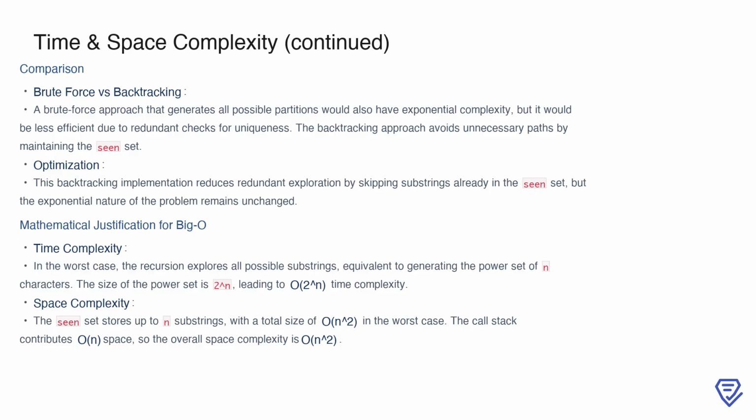From a mathematical perspective, the time complexity of O(2^n) arises because the recursion is effectively exploring the power set of the n characters in the string, and the size of the power set is 2^n. For space complexity, the seen set contributes up to O(n²) in the worst case, while the recursive call stack adds another O(n). Together, these factors confirm an overall space complexity of O(n²).